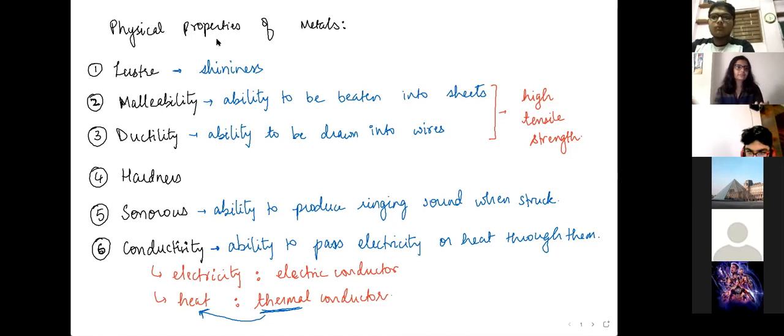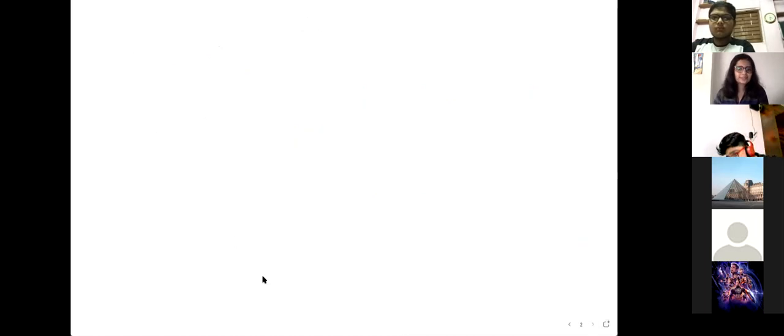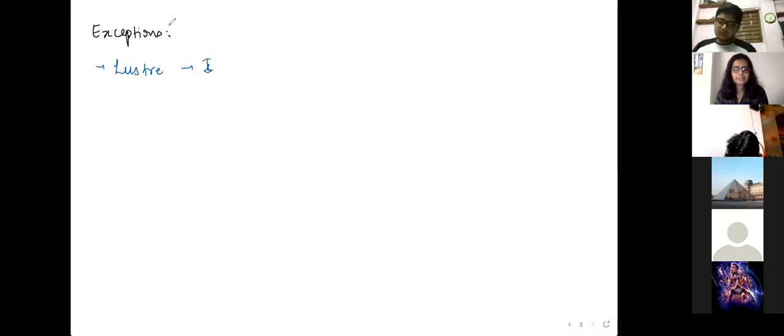Remember, iodine is. Yes, but there are some other non-metals that show luster. Iodine is a good example. What others? Diamond. Very nice. Yes. So the exceptions for luster are iodine and diamond. Let's call it exceptions in non-metals.